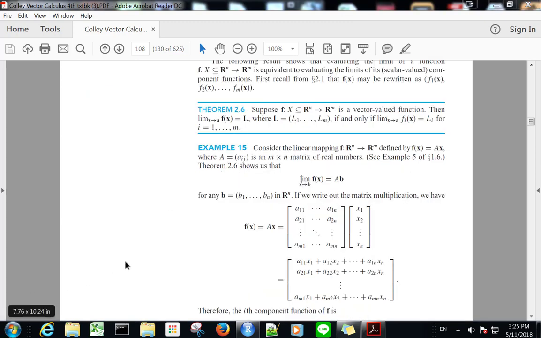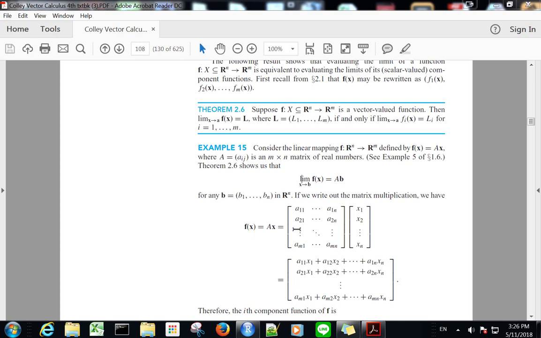So as an example of this theorem, let's take a function from Rn to Rm, and specifically, let's suppose that we have an m by n matrix. So m rows and n columns, and we're going to multiply that by a vector on the right. If the matrix has n columns, this vector has to have n rows. So that's what they have here.